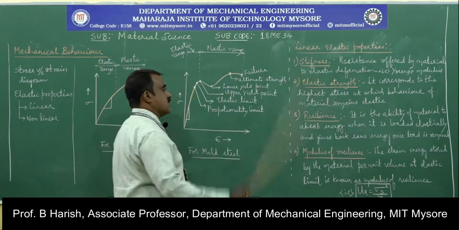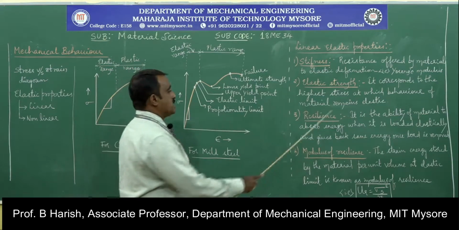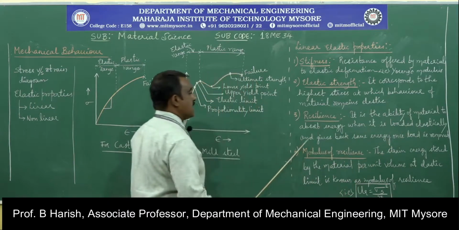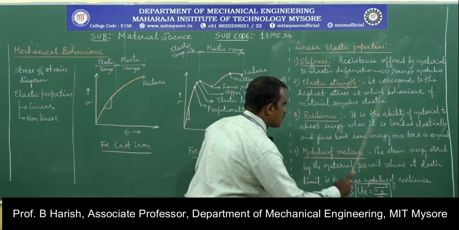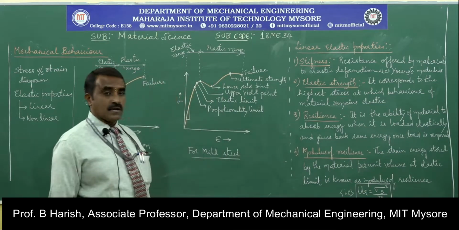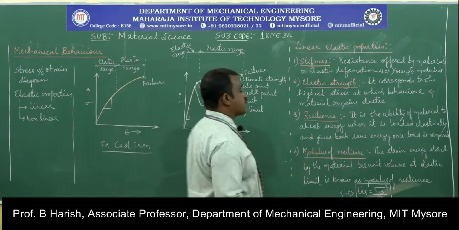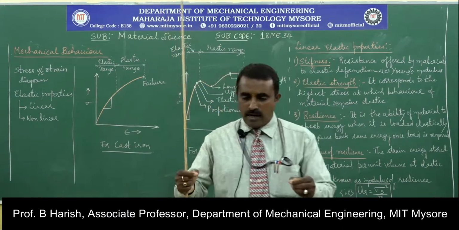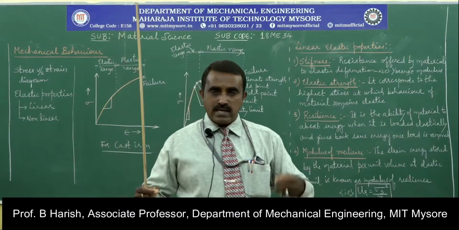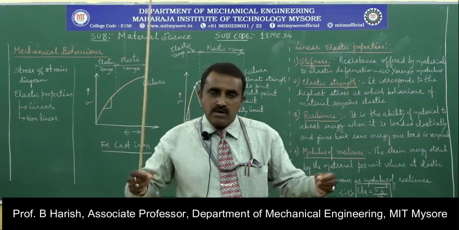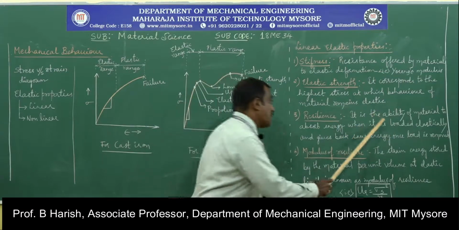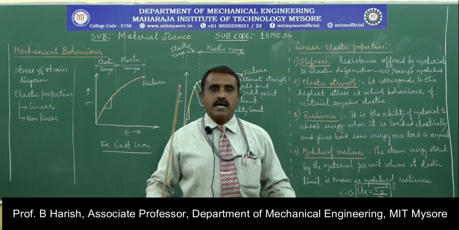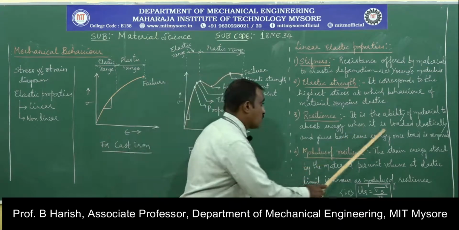Then the third one is resilience. It is the ability of a material to absorb energy when it is loaded elastically and give back the same energy once the load is removed. If you take the rubber band once again and start pulling it, it absorbs energy. As you apply load, it goes on absorbing energy. That's why it is the ability of a material to absorb energy when loaded elastically.